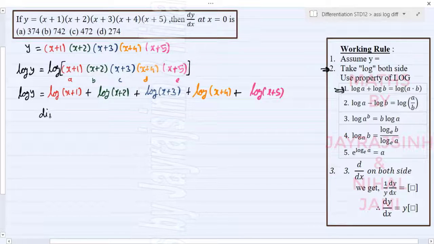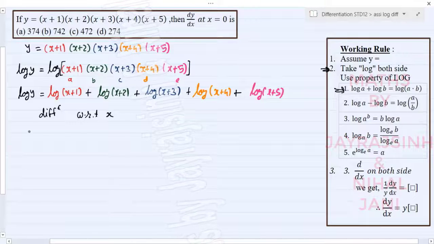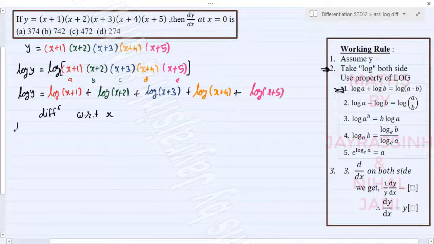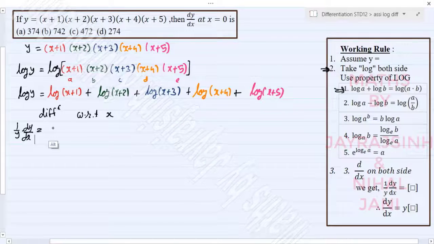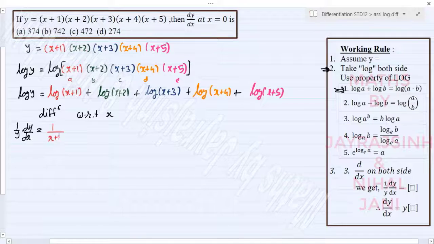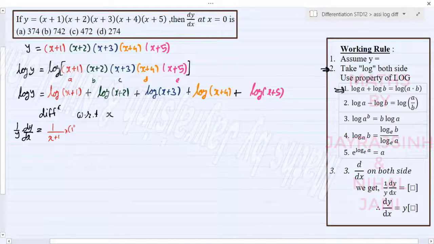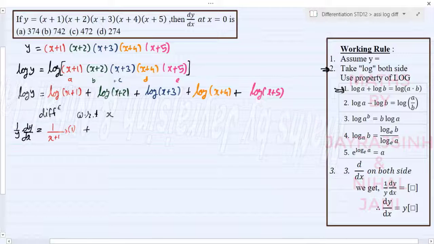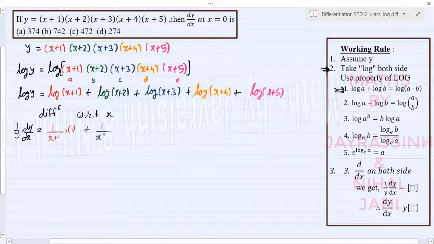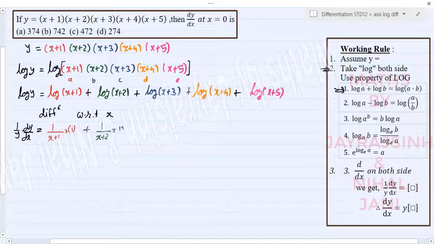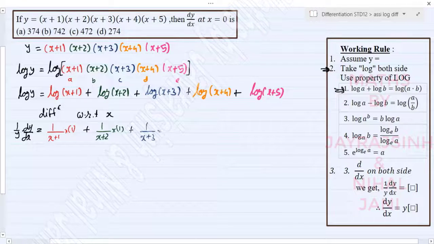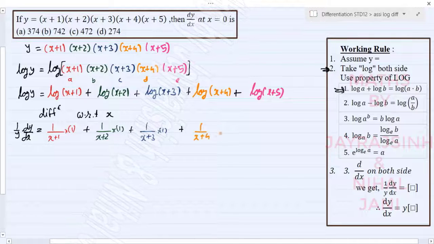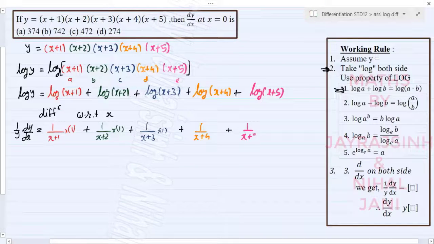Now let's differentiate our equation with respect to x. So differentiation of log y will be 1 upon y dy by dx. Differentiation of log x plus 1 will be 1 upon x plus 1 into differentiation of x plus 1, which is 1, plus differentiation of log x plus 2 will be similar way, 1 upon x plus 2 into 1, plus differentiation of log x plus 3 will be 1 upon x plus 3 into 1, and same way the differentiation of rest of the two terms.